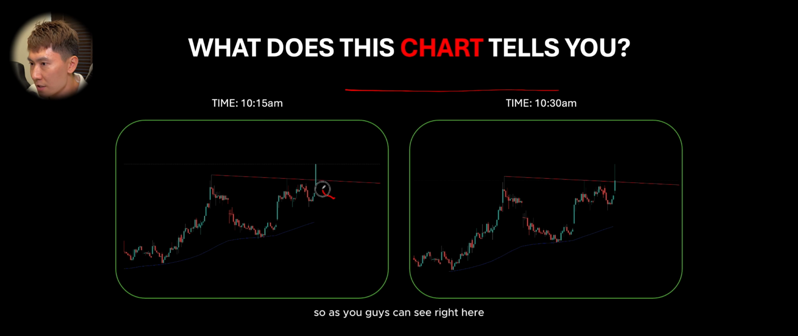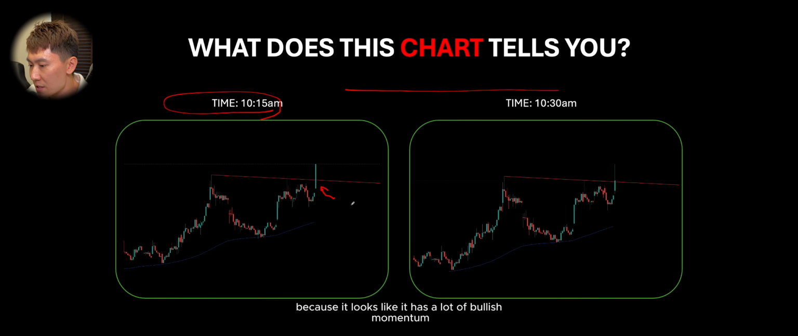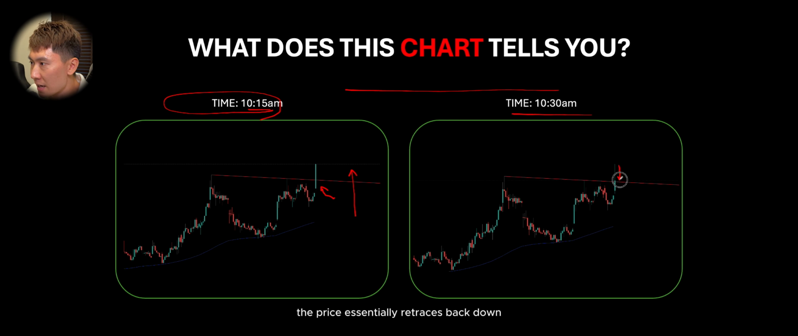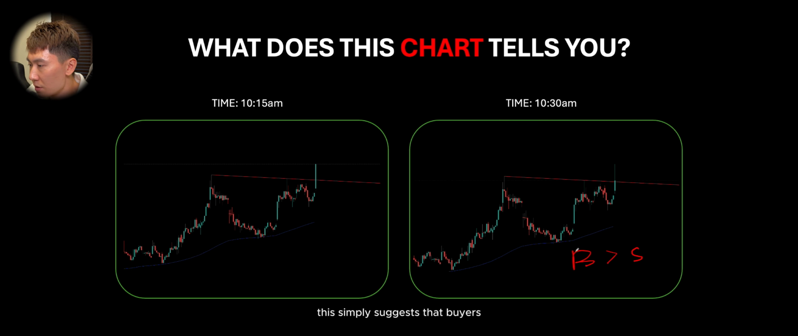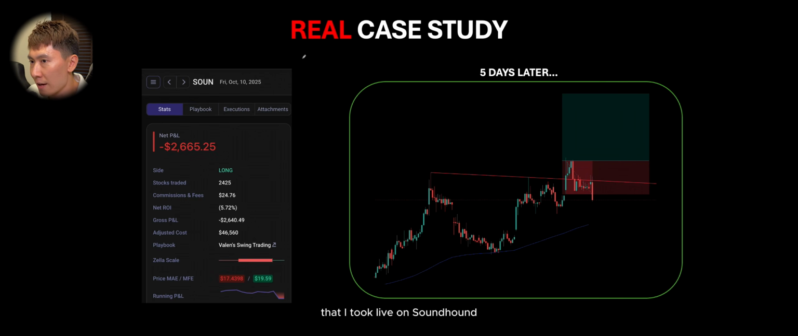As you guys can see right here, there is a very clear bullish candlestick breakout. I entered this stock at 10:15 because it looks like it has a lot of bullish momentum ready to push the price up. Similarly, I FOMO'd into the trade and entered at 10:15. What ended up happening was that at exactly 10:30, the price retraced back down, forming a very long wick. This simply suggests that buyers are not as overpowering as we thought compared to the sellers. This is also a real trade example that I took live on Soundhound, as you can see, on the 10th of October. And we lost $2,600 simply because we did not wait for the candlestick to close.